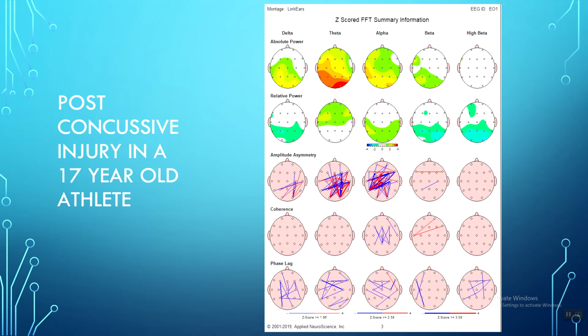It's just compared to themselves, right? So in relative power, you're not comparing it to the age or to the normal database. You're just comparing it to the person. Yep, an individual comparison.